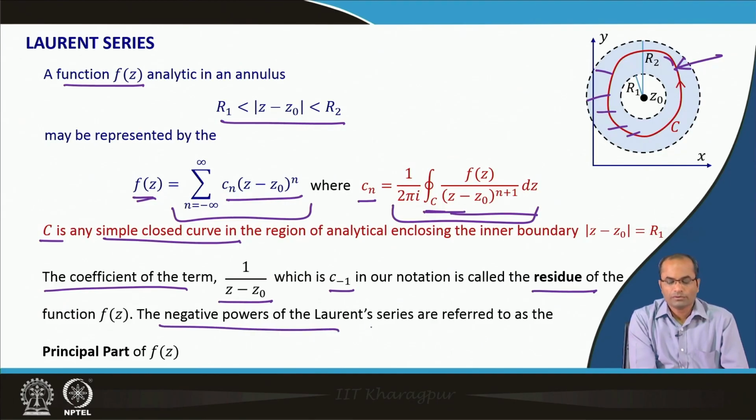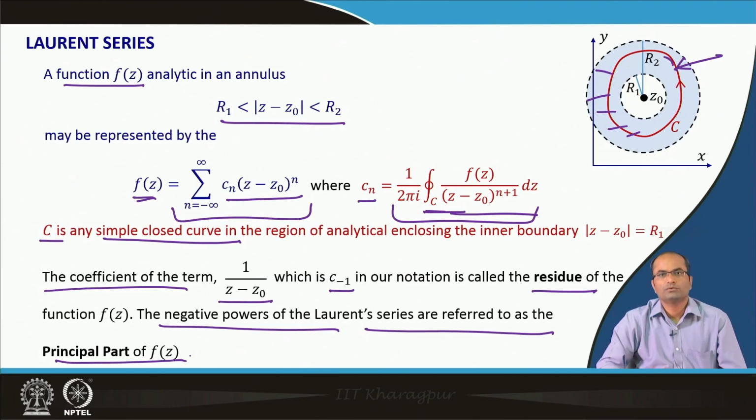And the negative powers of this Laurent series are referred to as the principal part of f z. So, just two more terminology here. The residue is the coefficient of this 1 over z minus z 0 in this Laurent series expansion, and all the terms of the Laurent series which have negative powers we call the principal part of f z, and we will be talking about what we can do about this principal part, or what is the importance of the residue in following lectures.